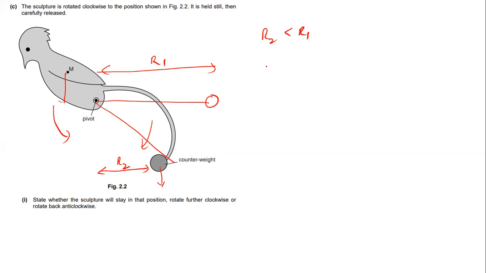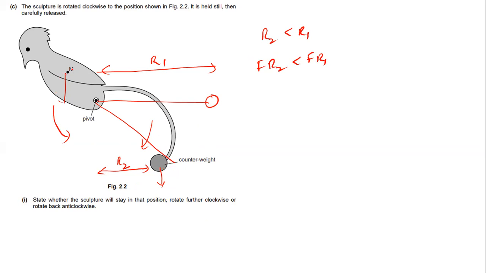When R2 is lesser than R1 and F, what is F here? F is nothing but the weight, the counterweight. So F into R2 should be less than F into R1, right? Which means the moment that is acting downwards is much lesser as compared to here. And as a result, this becomes lesser.